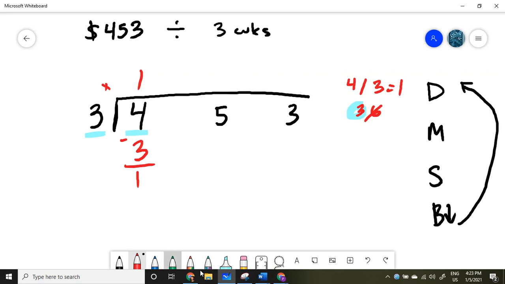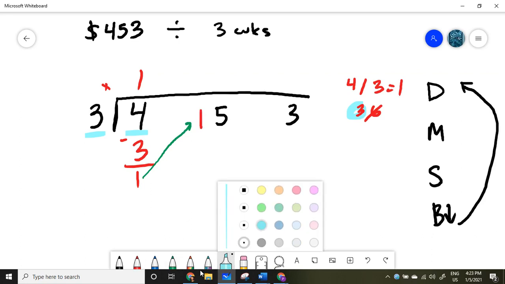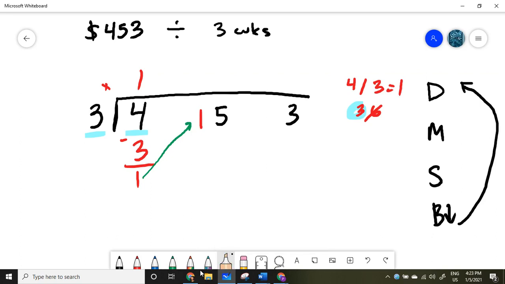Now here is where my work starts to look different. Instead of bringing down my next digit, I'm actually going to bring up my next digit. So I'm going to bring my 1 in front of my 5 to show that my next number I will divide is 15 divided by 3. What's my answer?